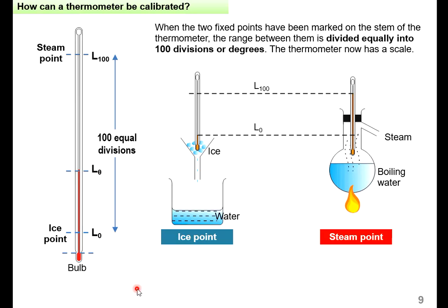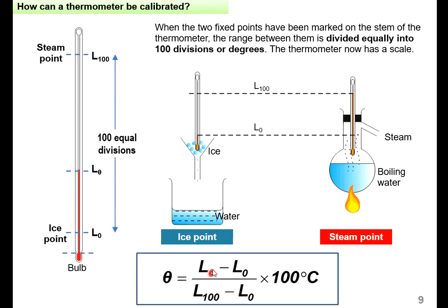Using this formula, the temperature theta is equal to the length at that particular temperature minus the length at the ice point, divided by the length at 100 degrees Celsius minus the length at 0 degrees Celsius, multiplied by 100 degrees Celsius. Using this formula, we can find the temperature for this particular length. But please remember, when you write this formula in the exam, write the degree Celsius at the back, or else it's going to be 100% or some other value. If you put a degree Celsius here, the quantity we are measuring automatically becomes temperature.